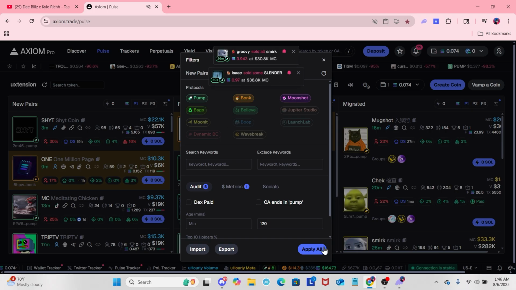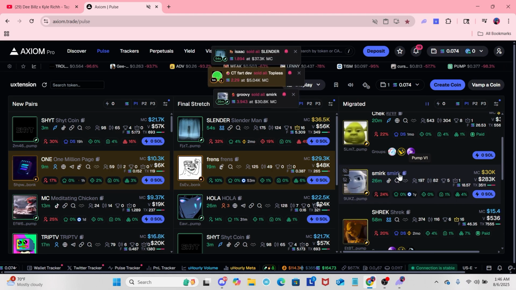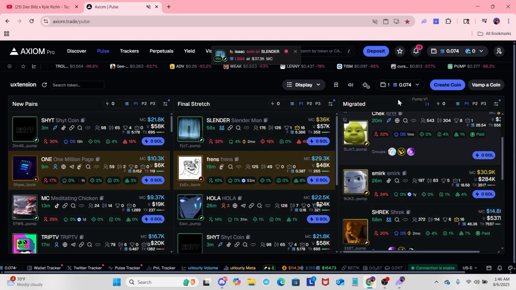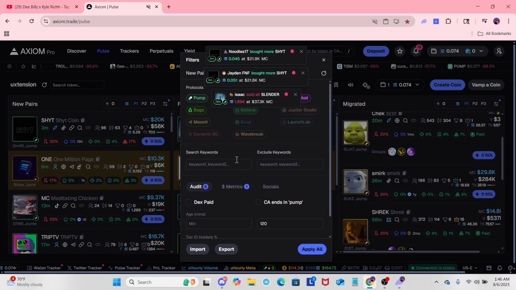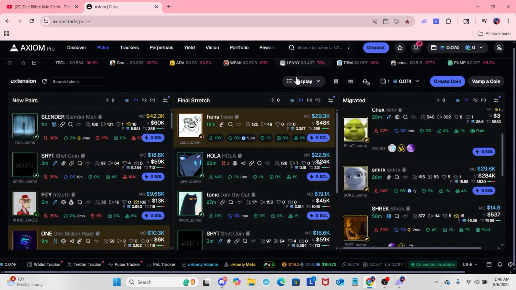Let me turn on bags. But yeah, that's the filters. That's everything you've got to know for filters. Really not much to it. It's basically filters. I'll give you another quick rundown.